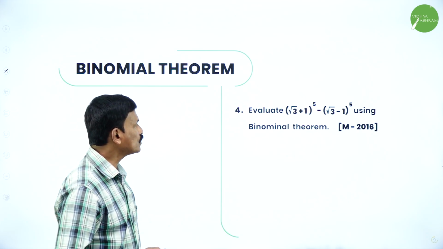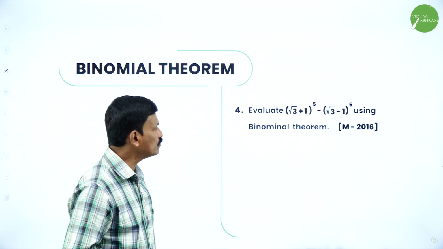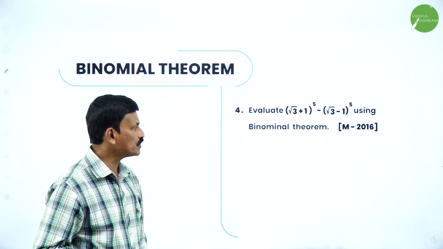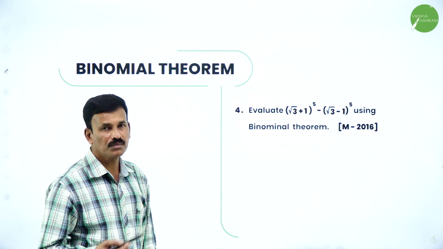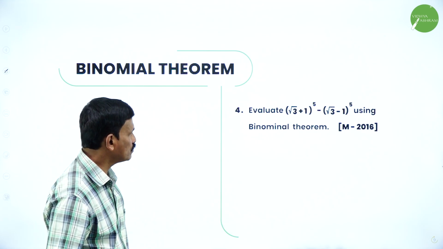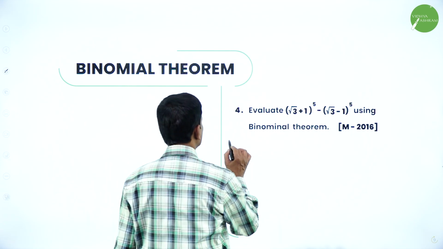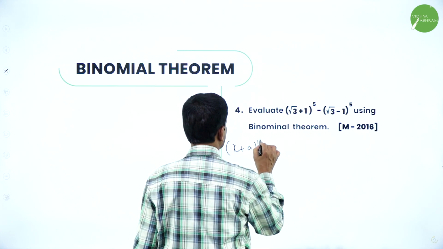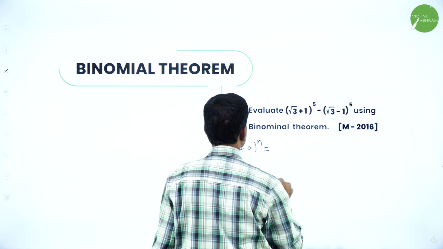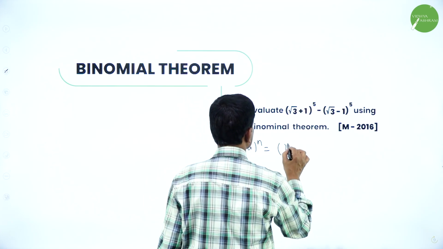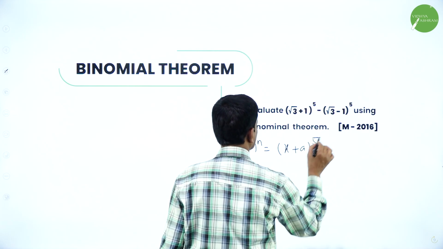So evaluate (root 3 plus 1) to the power of 5 minus (root 3 minus 1) to the power of 5 using binomial theorem. This is also one of the applications of binomial theorem. So first find out (x plus a) to the power of 5. Just find out (x plus a) to the power of n. So here what is n? n is equal to 5. So simplify (x plus a) to the power of 5.